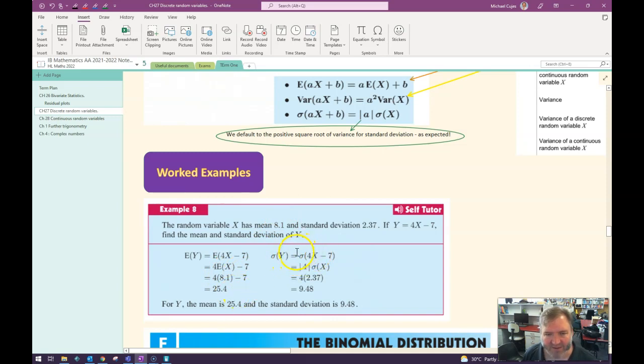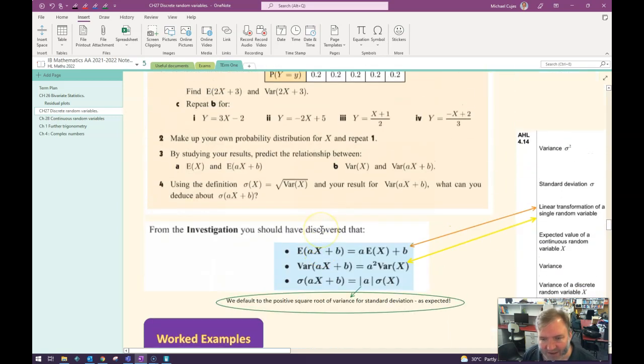The variance, they want the standard deviation, so the standard deviation, remember, is the absolute value of what I was multiplying by, the coefficient of x there. So the absolute value of 4 is just going to be 4. So 4 times the standard deviation of x. If the standard deviation was 2.37, multiply that by 4. I'm going to assume they got it right when they said 9.48.